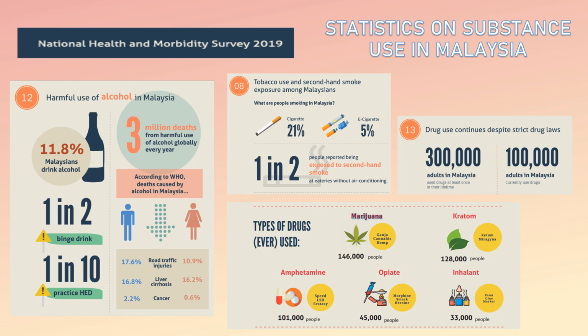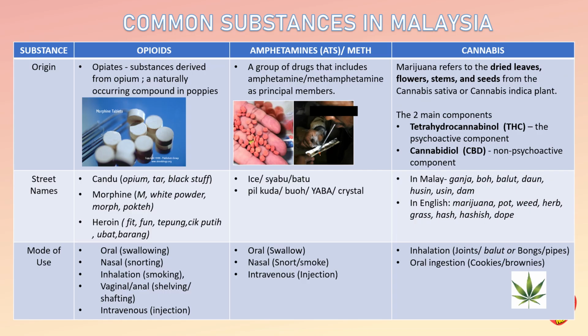The report also found 300,000 adults in Malaysia have used drugs at least once, with the highest being marijuana, followed by kratom, amphetamines, and opiates. They also found that most drug users begin between the age of 18 to 25 and started out with marijuana before trying other substances. Let's begin with these three common substances in Malaysia: opioids, amphetamines, and cannabis.